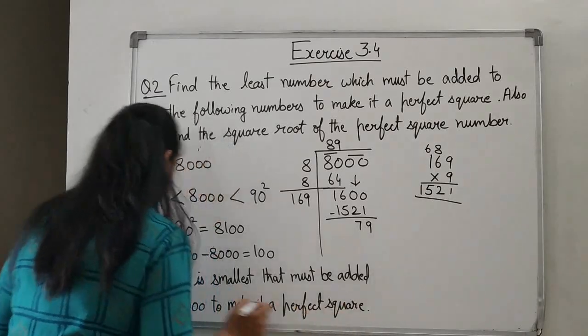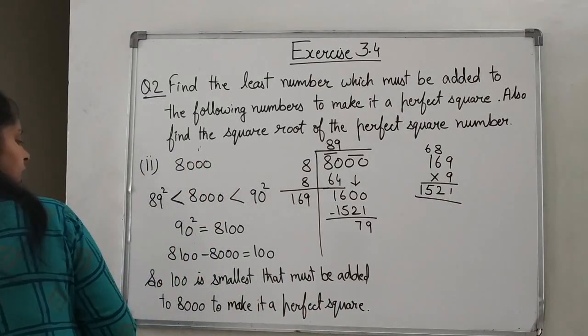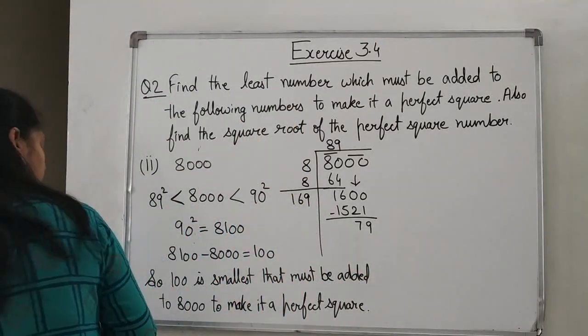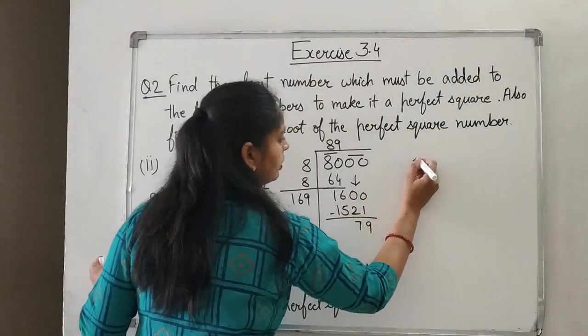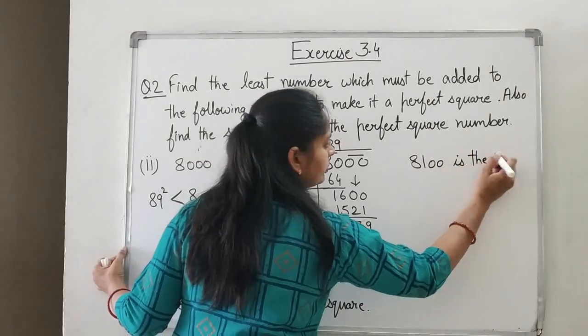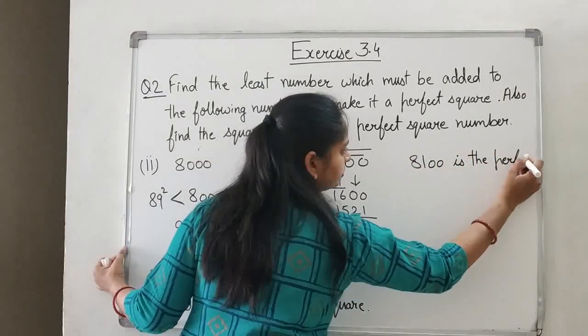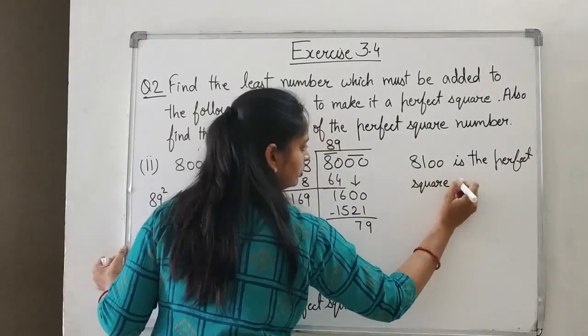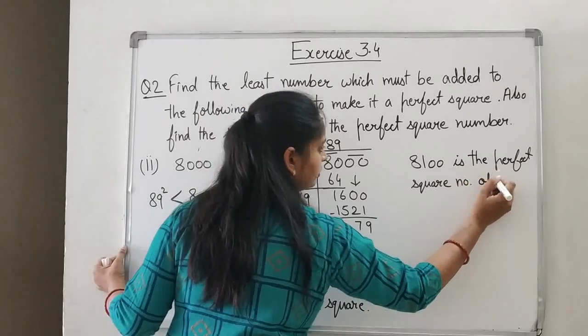And if we have added, so we got 8100 and 8100 is square. We have to find the square root for the number also. So 8100 is the perfect square number obtained.